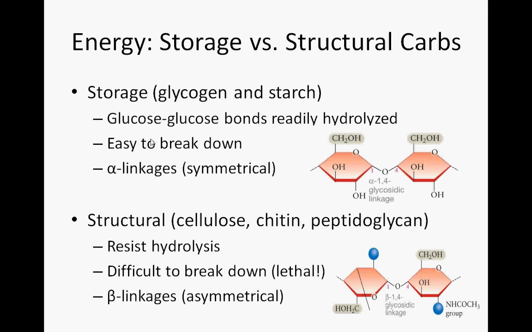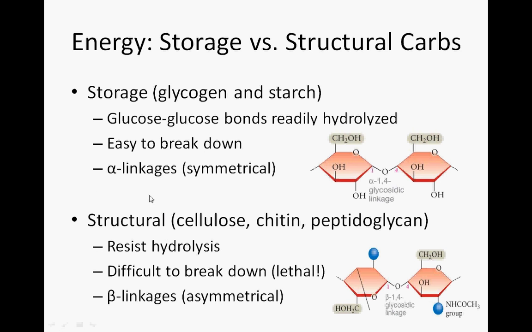Another way to think about it is, if you need some energy and you're hungry, it's much easier to walk into Subway than it is to fight a lion and make some kind of lion steak out of it. I don't know, sorry. Anyway, the reason why these glucose-glucose bonds are so easy to break is because these are alpha linkages, and they're symmetrical. I'll tell you what I mean by that in a second.